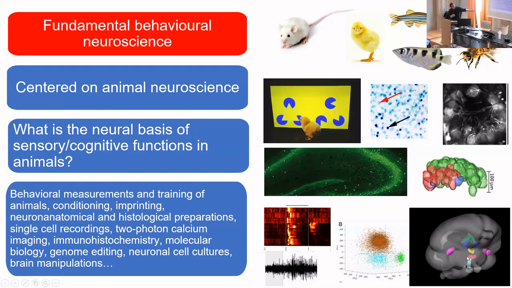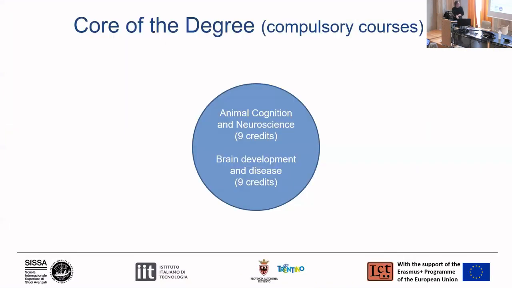Yeah, and we also have an MRI facility. We don't have it, IIT has it, but we can collaborate with them. So we can also have MRI structural reconstructions in collaboration with others. Okay, so the whole degree is centered around animal cognition, neuroscience and intelligence as half of the compulsory course.